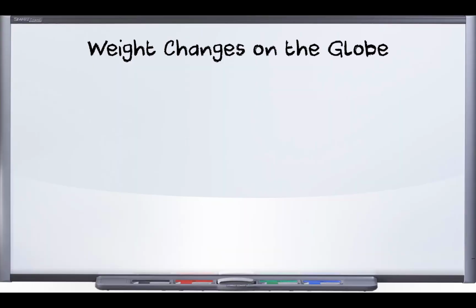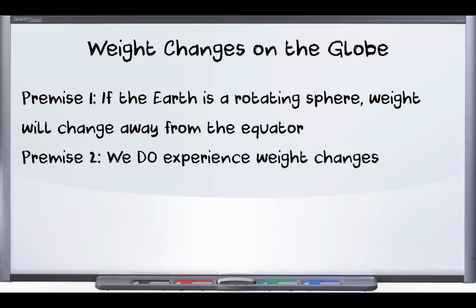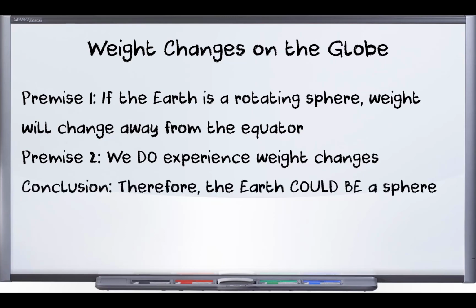Now that we see how this works, let's go back and fix that thing about the weight changes. Premise 1: If the Earth is a rotating sphere, then we will experience weight changes as we move from the equator. Premise 2: We do experience weight changes in exactly this way. Conclusion: Therefore, the Earth could be a sphere. There. No fallacy. See how easy that was to fix?